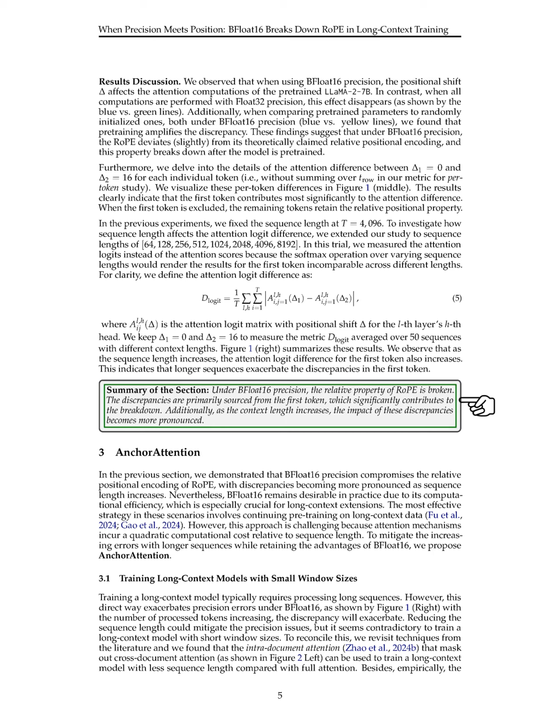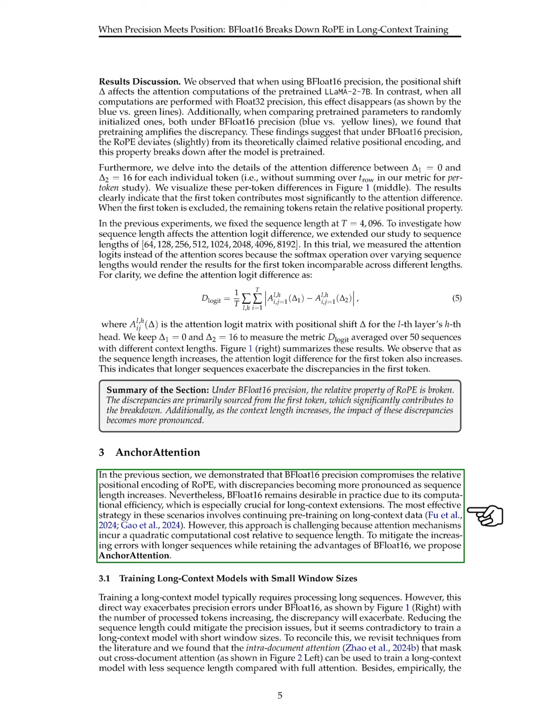Section: AnchorAttention. In this section, we explore AnchorAttention. We previously showed that using BFloat16 precision affects the relative positional encoding of RoPE, especially as sequence lengths grow. Despite this, BFloat16 is still preferred for its computational efficiency, which is vital for handling long contexts.